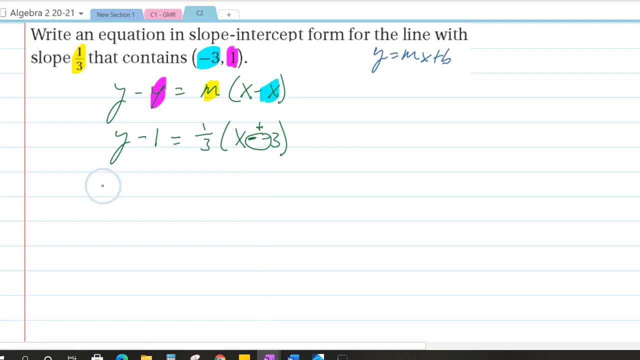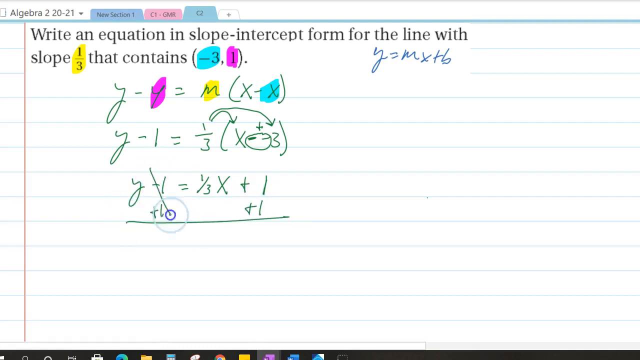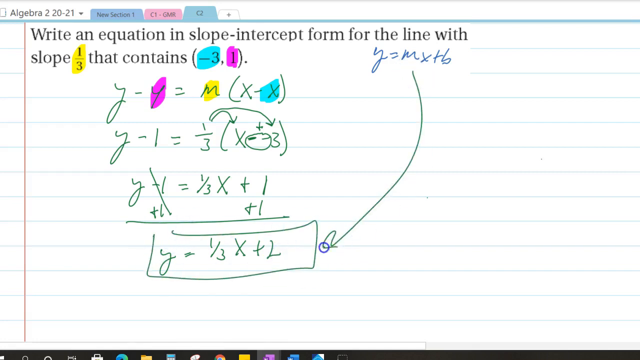Now we simplify, basically solve for that y. Before I can do that, I need to distribute the 1/3 into the x and the 3. That gives me y minus 1 is equal to 1/3 times x is 1/3 x. 1/3 times 3 is 1. And we said two negatives gave me a positive. Now, in order to get the y by itself, I need to add 1 to the other side. That gives me y is equal to 1/3 x plus 2, which is in my slope-intercept form.